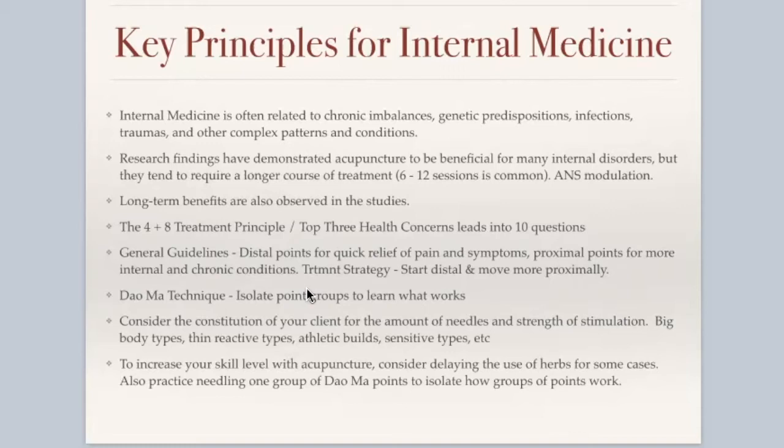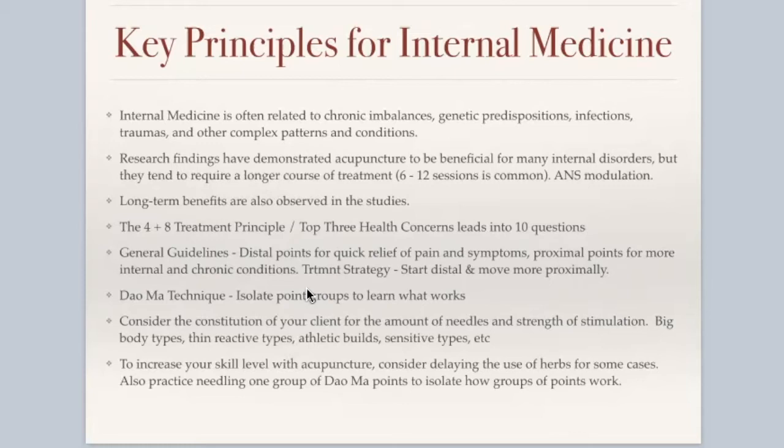So the 4+8 treatment principle: if you get them to commit to 4 the first time you see them, then you're giving yourself and them enough time to address chronic and difficult to treat conditions. Now, the other thing I do, I've mentioned this before, and I'm going to come back to it at the end, is ask them about their top 3 health concerns. A lot of times, just by doing that, I know the Zang Fu pattern and the meridian systems pattern. And if you ask 3 questions about their top 3 health concerns, 3 times 3 is 9. So you've basically done your 10 questions already.